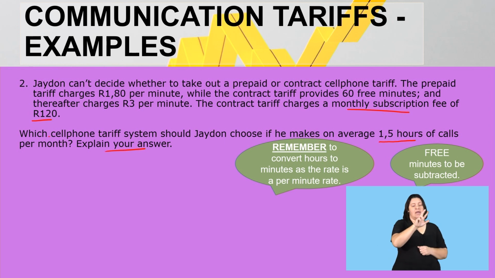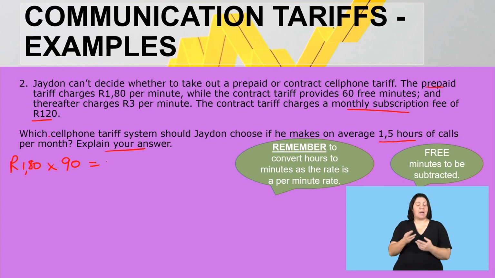So what is the charge? It's 180 per minute as indicated here. Okay, so I'll take the prepaid by saying 180 multiplied by the 90 minutes. Remember, how did I get to 90? I said 1.5 times 60 minutes. So therefore, I say 180 multiplied by 90 minutes. So that will give me an amount of 162 Rand. So that is my prepaid option.